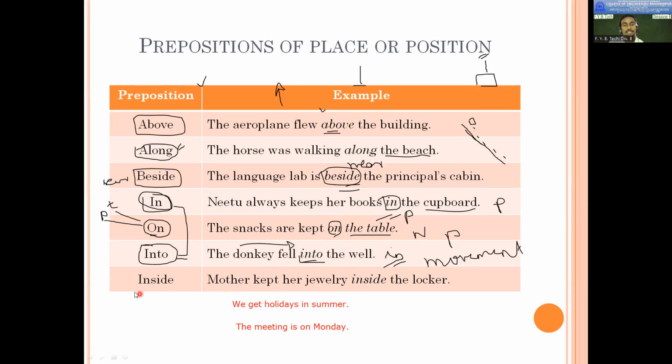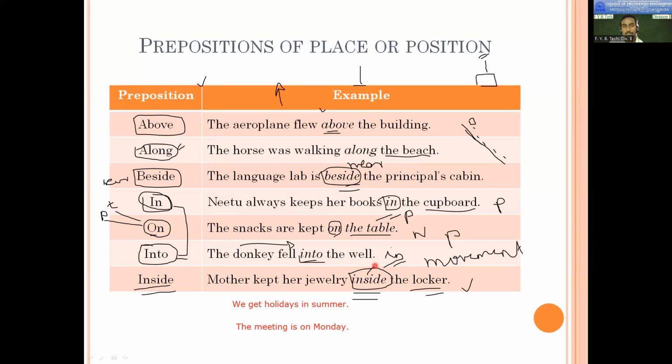The next is "inside". Again, in, into, inside, you may find them similar, but "inside" has a different meaning than "in". Inside refers to a particular place. For example, mother kept her jewelry inside the locker. When you use "inside", that indicates a particular place. Here it is the locker; it may be inside the hall, inside the room, inside the country, something like that. You can think and use the word "inside" as a preposition there.